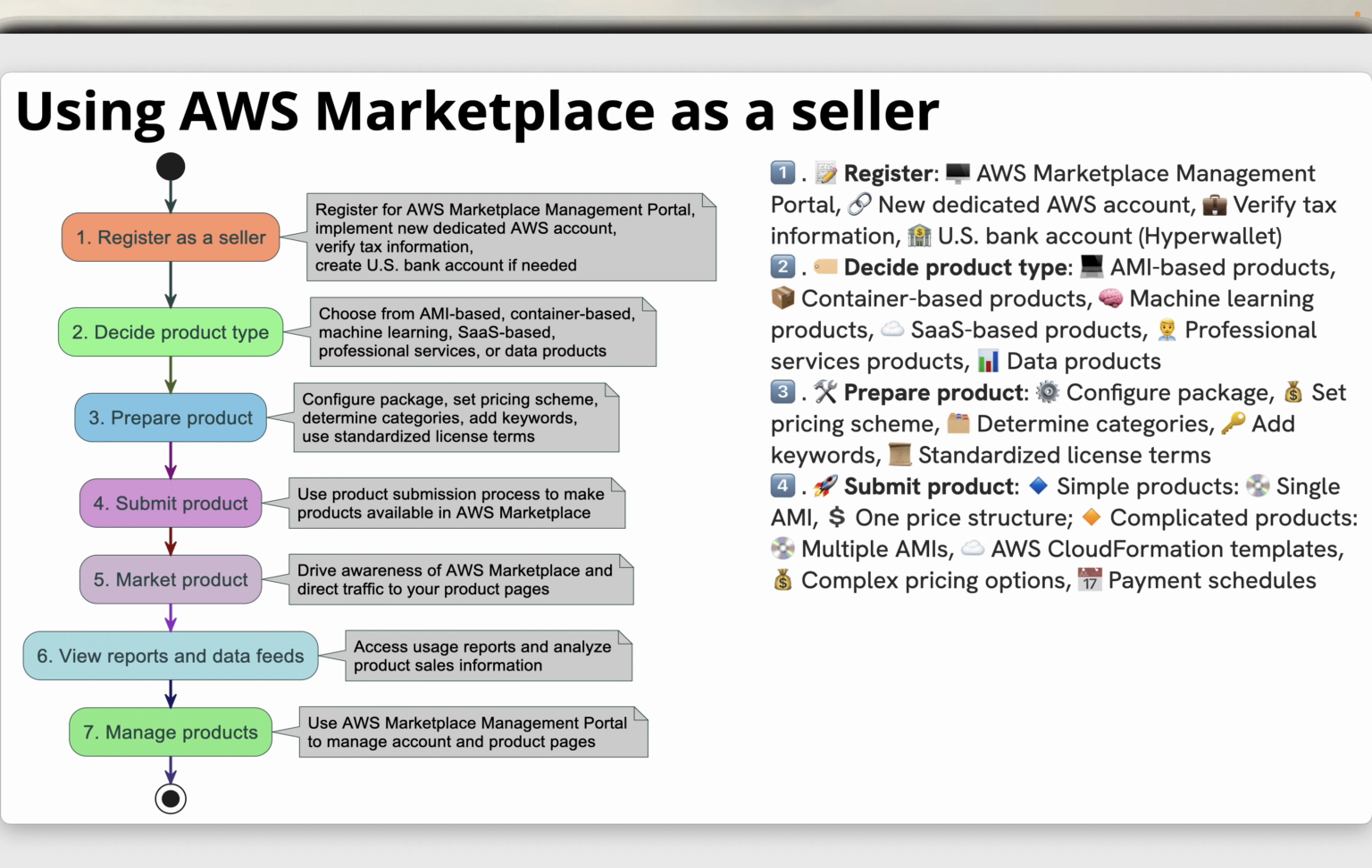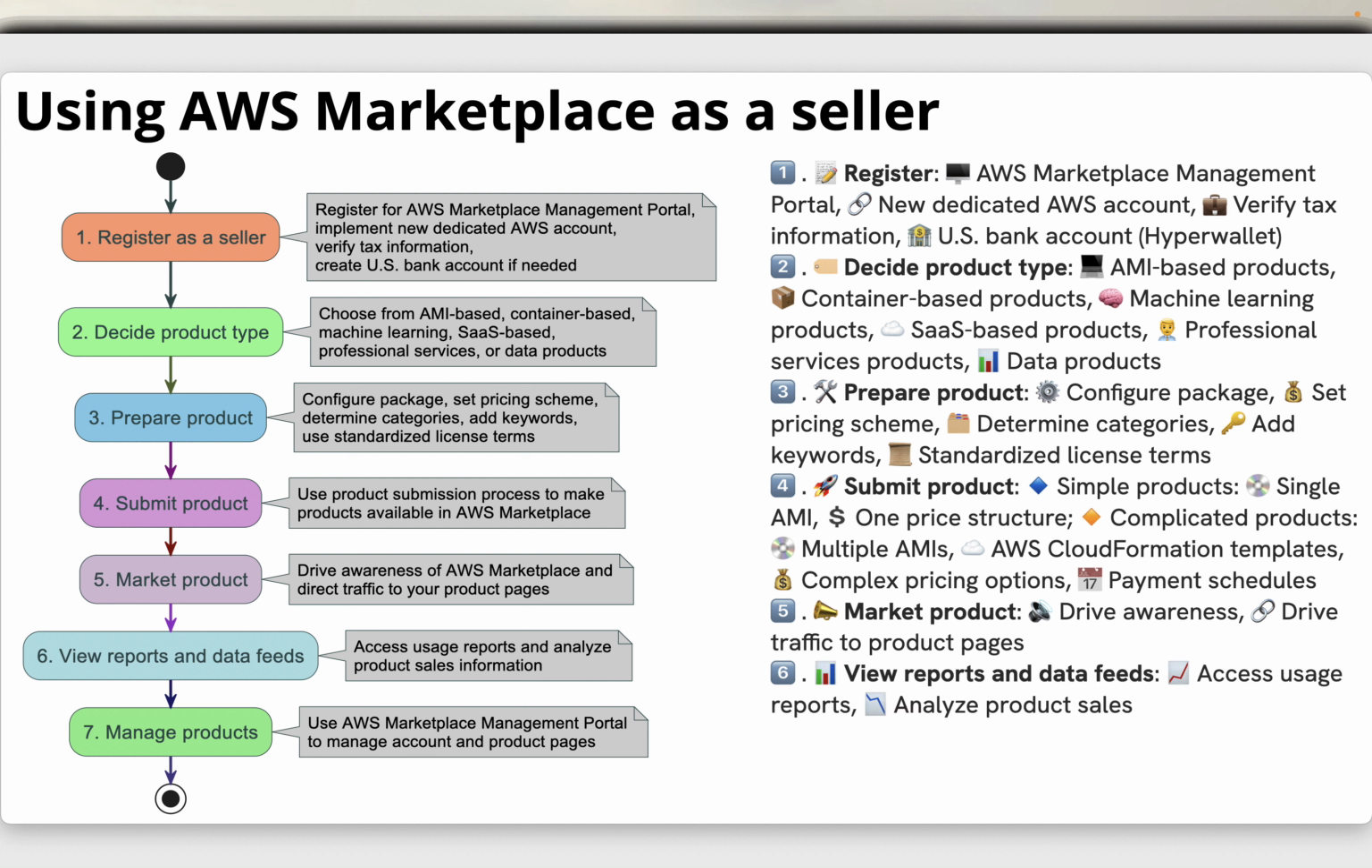And submit product. So use the product submission process to make your products available in AWS Marketplace. Products can be simple, for example, a single Amazon machine image that has one price structure, or products can be complicated with multiple AMIs, AWS CloudFormation templates, and complex pricing options and payment schedules. Then market your product. So contribute to the success of your product by driving awareness of AWS Marketplace and by driving traffic directly to your product pages in AWS Marketplace.